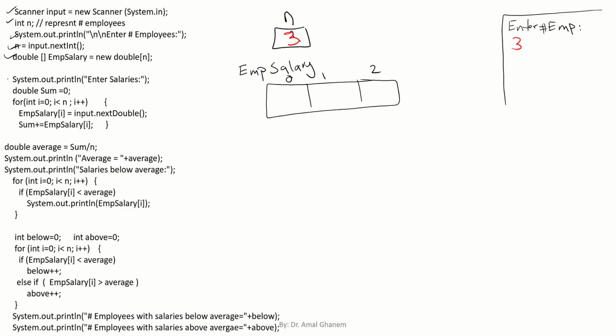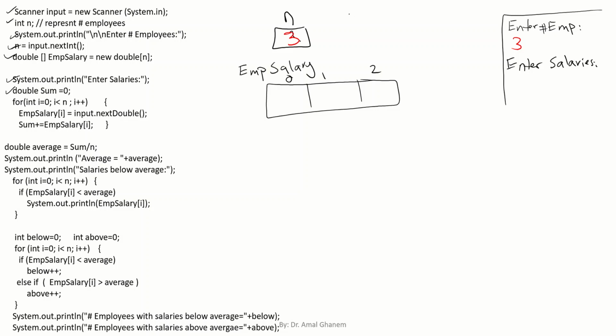Now, System.out.println("Enter salaries"). So we will have a message here for the user saying enter salaries. And we need to read the salaries according to how many employees. So if n is 3, it means we will read 3 values. If n is 8, we will read 8 values. That's why here in the loop we have i less than n, because this will go up to the number of values we have.